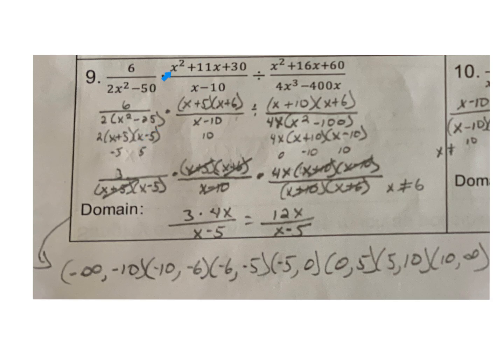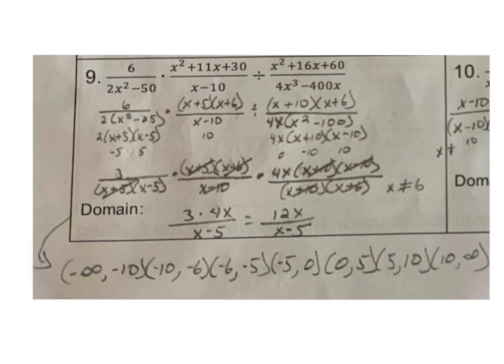This middle fraction, we factor this trinomial to x plus 5 times x plus 6, all over x minus 10. And then, of course, divided by x plus 10 times x plus 6 over. And then when we factor this, we factor out the 4x first, and we get x squared minus 100. But then x squared minus 100 is the difference of squares. So 4x times x plus 10, x minus 10.